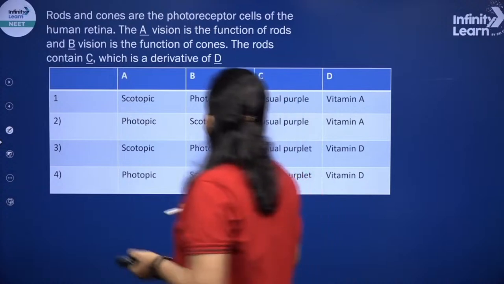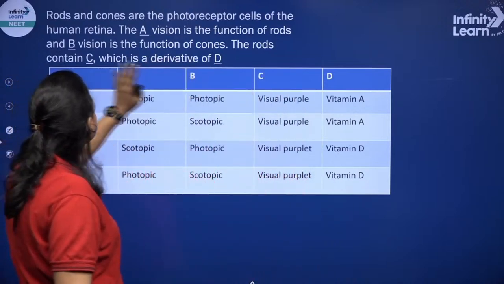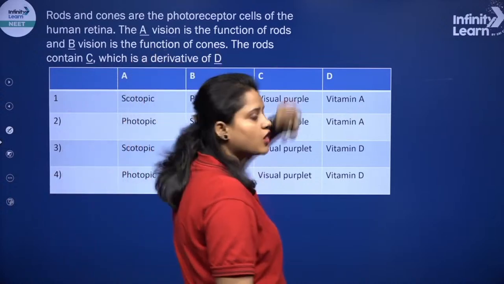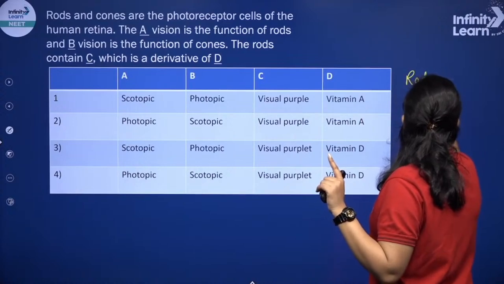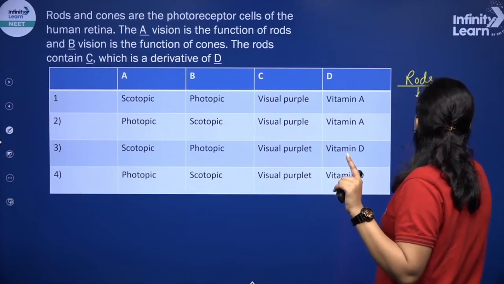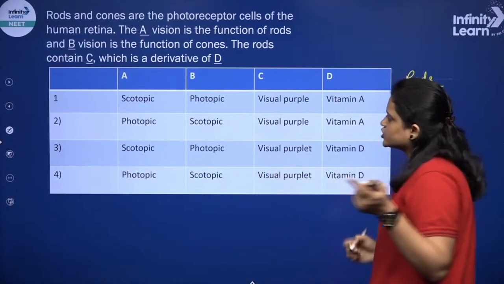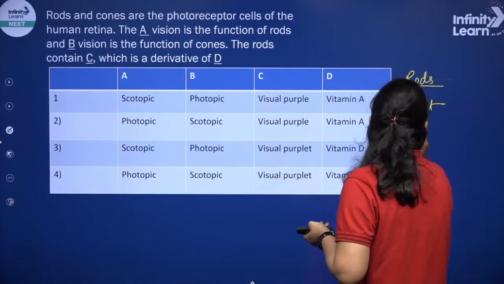Next question. Rods and cones are the photoreceptor cells of the human retina. The dash vision is the function of rods. So rods are responsible for vision at night, which is also known as scotopic vision. So A will be scotopic. Okay.